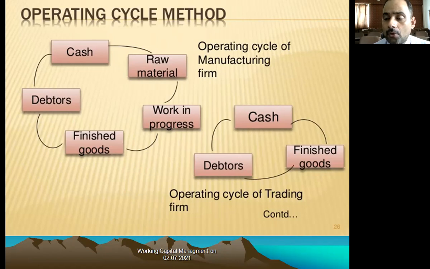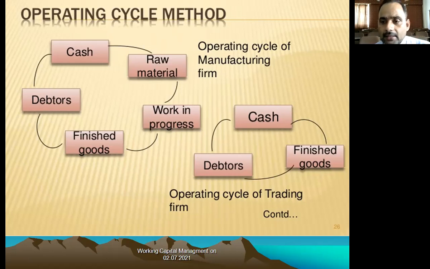The problem comes when we sell the product on credit. Here we get problems in receiving the cash. As we sell our goods on credit, one account will be opened, known as the debtors account. After some time this debtor will convert into cash. So this cycle rotates in manufacturing. This is the cycle I have represented here, the operating cycle for manufacturing.